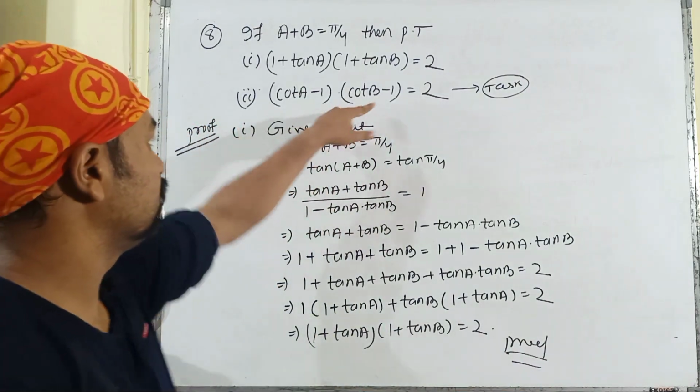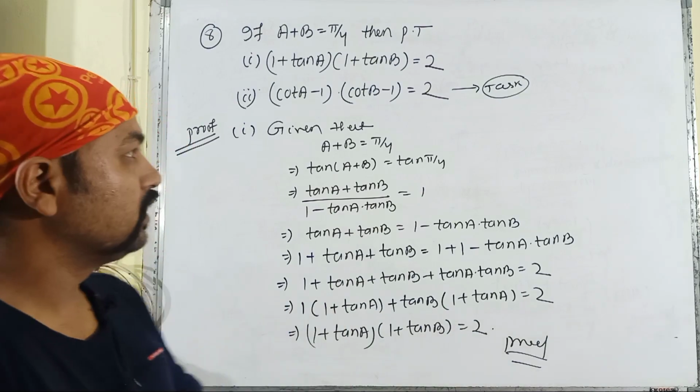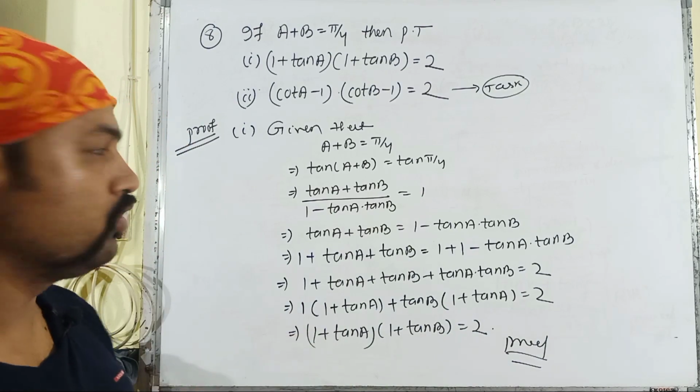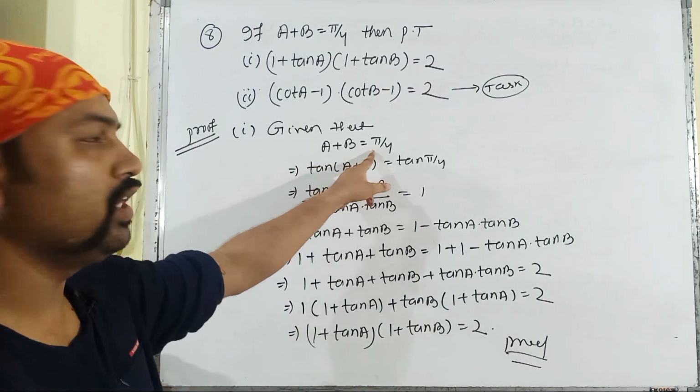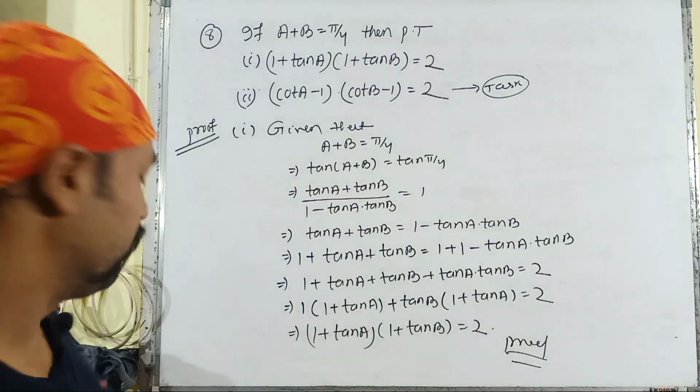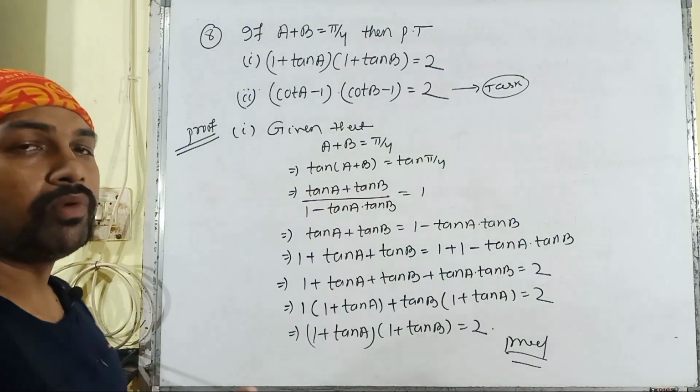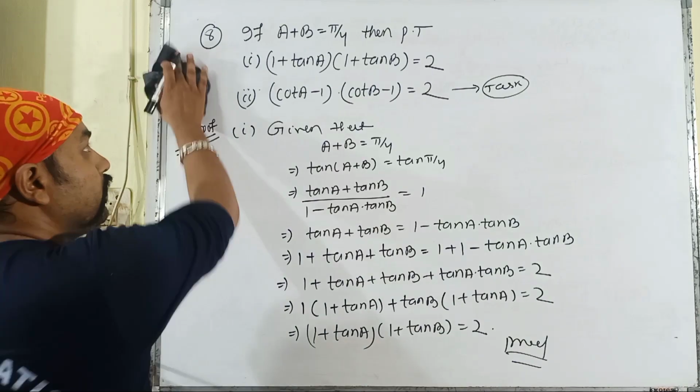The second bit is the task for you, and it is a similar procedure. Just you have to put cot(a plus b) as equal to cot 5π/4. Then moving to problem number 9.